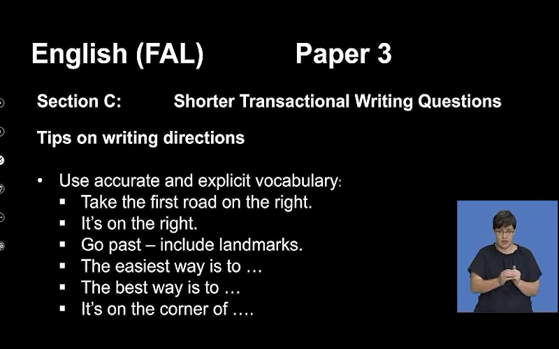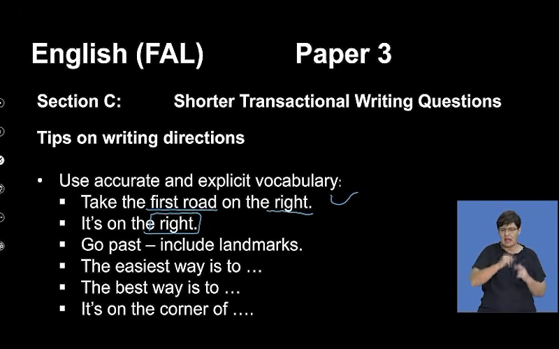So now if we use accurate and explicit vocabulary for directions, you take the first road on the right and give it the name of the street. Then it's on the right. If we're looking for a specific building, we need to indicate where it can be found. Go past. Here again, landmarks are very, very important and should be included.